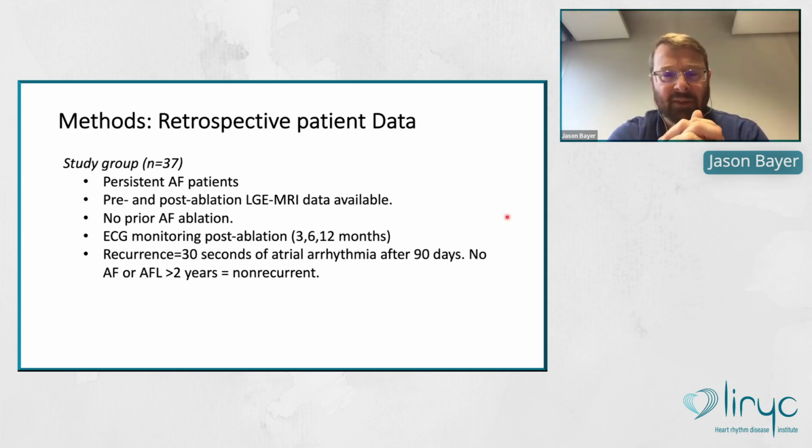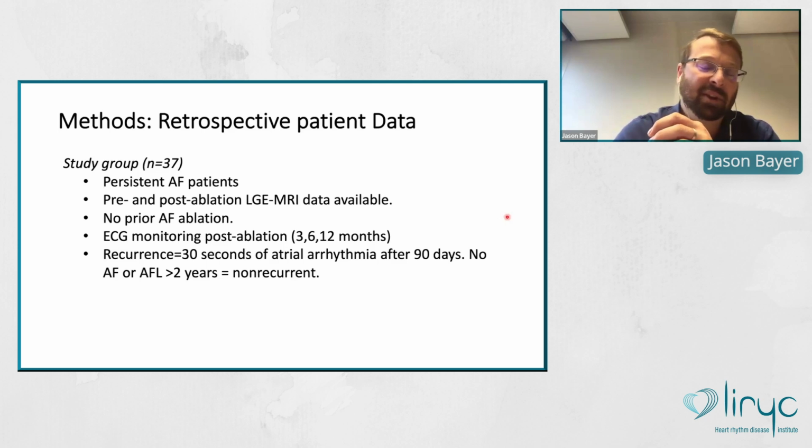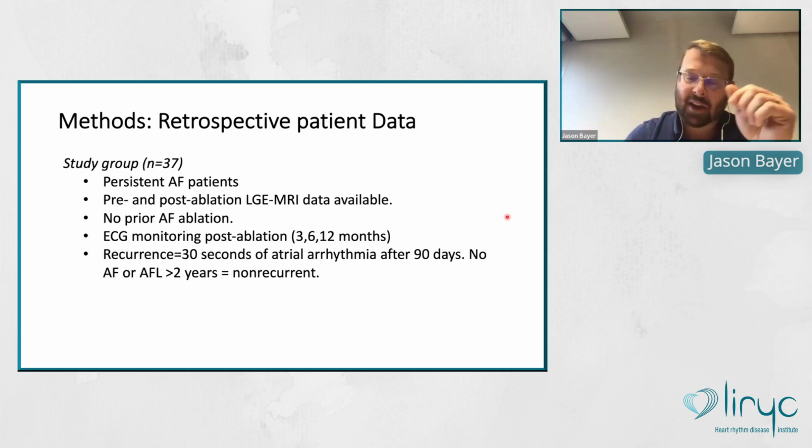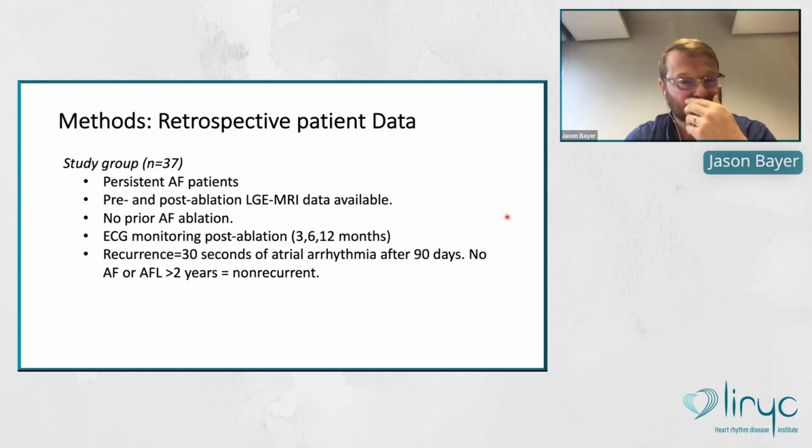So they had a lot of information to know if the patient were to go into an arrhythmia, which they called recurrence. And they classified them in 2 cases. They either had AF or atrial flutter, and they were non-recurrent if there was none of this activity of arrhythmias up to 2 years after the ablation procedure.